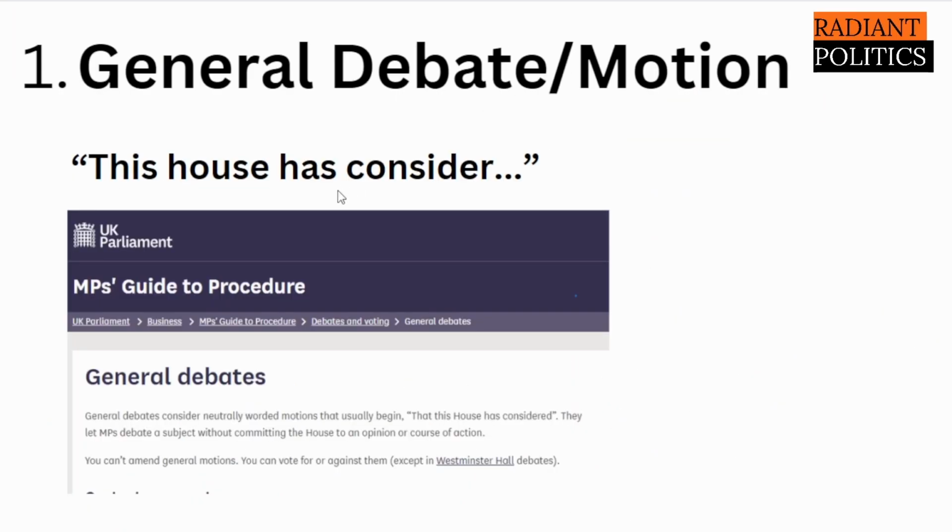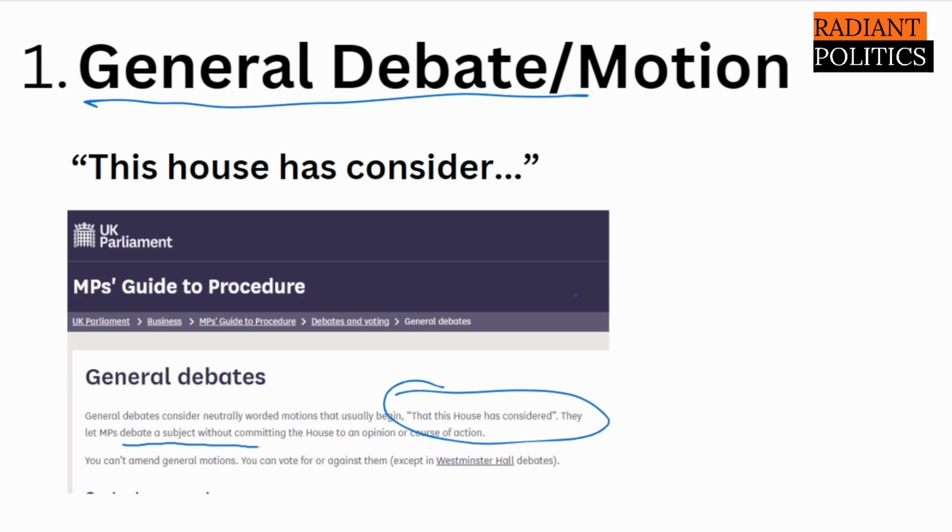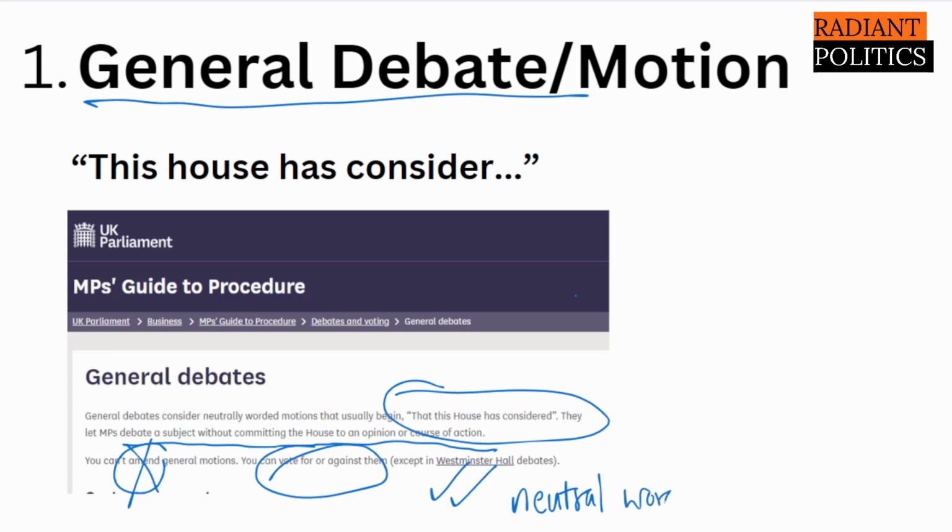General debates consider neutrally worded motions that usually begin, that this House has considered. They let MPs debate a subject without committing the House to an opinion or course of action. General motions in the main chamber can't be amended. MPs can vote for or against them, but most of the time the MP will vote for it because it does not express opinion whatsoever. And it's not gonna make any difference if they vote for or against it.